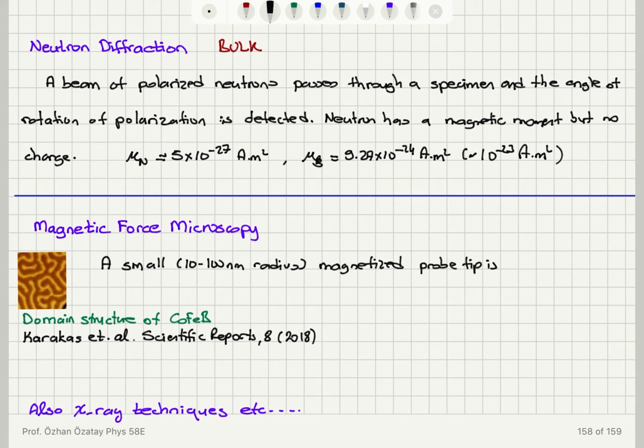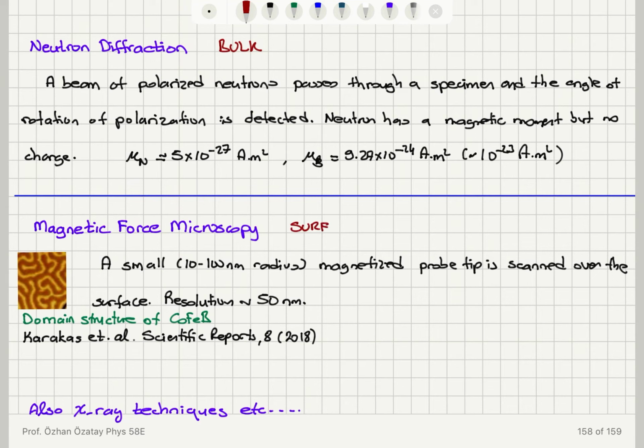This tip is scanned over the surface and we detect the variations in frequency and phase of the oscillations of the tip. The resolution we can get typically is 50 nanometers. So using smaller radius tips, it's possible to get a better resolution.